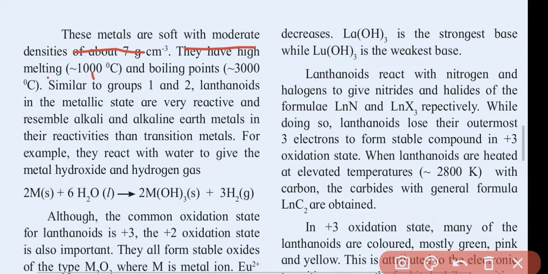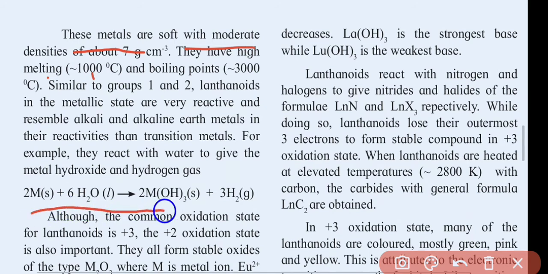Moderate densities of about 7 gram per cm cube. This is the first property. They have high melting and boiling points. High melting means their melting point is what? 1000 degrees Celsius, and the boiling point must be around 3000 degrees Celsius, which is similar to group 1 and 2. Lanthanoids are very reactive and resemble alkali and alkaline earth metals because they show some similarities with alkali and alkaline earth metals in their reactivities than transition metals.